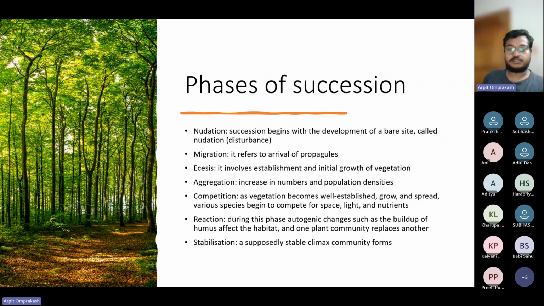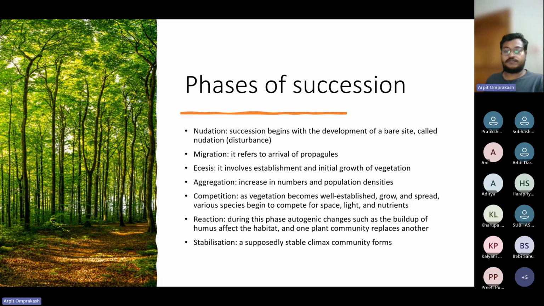Then we have SSS, which basically is the establishment and initial growth of vegetation. Then we have aggregation, where the number and population density of different species increase. Then we have competition. So as the vegetation becomes very well established and grows and spreads, various species begin to compete for different resources such as space, light, and nutrients.